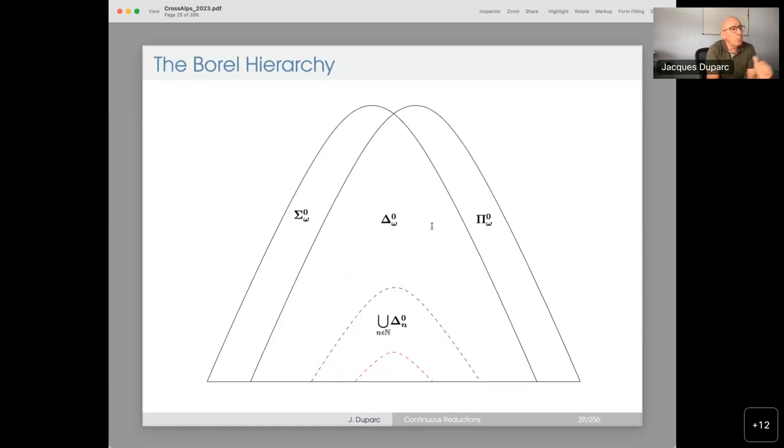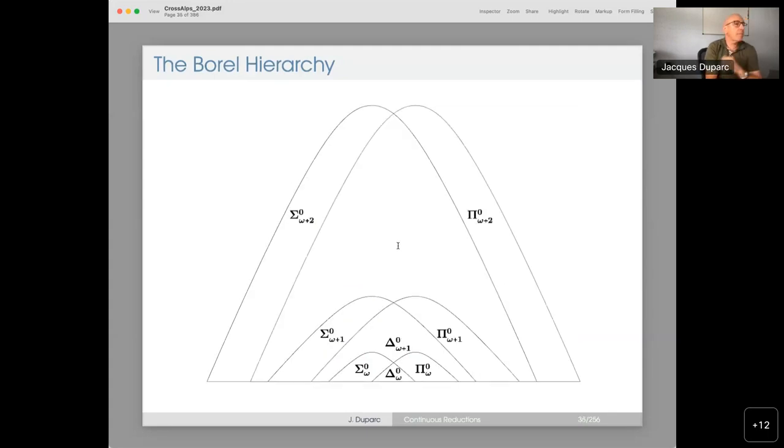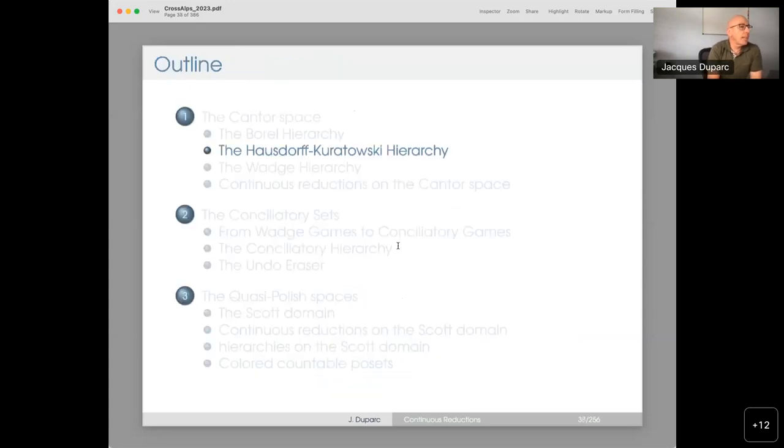So above you have this Sigma 0 omega, the Delta 0 omega. This is the union of the Delta 0 n, which corresponds to this blue dotted line. Delta 0 omega is way bigger, and it continues above like this, right? Okay. That's for the Borel hierarchy.